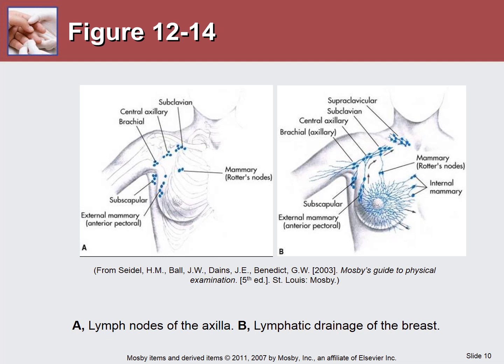This figure is showing you the lymph nodes of the axillary region and also the lymphatic drainage system. So clearly you can see the lymph nodes. If there's a problem with breast cancer or other non-cancerous conditions, the lymph nodes will be enlarged and palpable. And in terms of the lymphatic system drainage, metastasis can travel and cause other problems as well. Next slide.